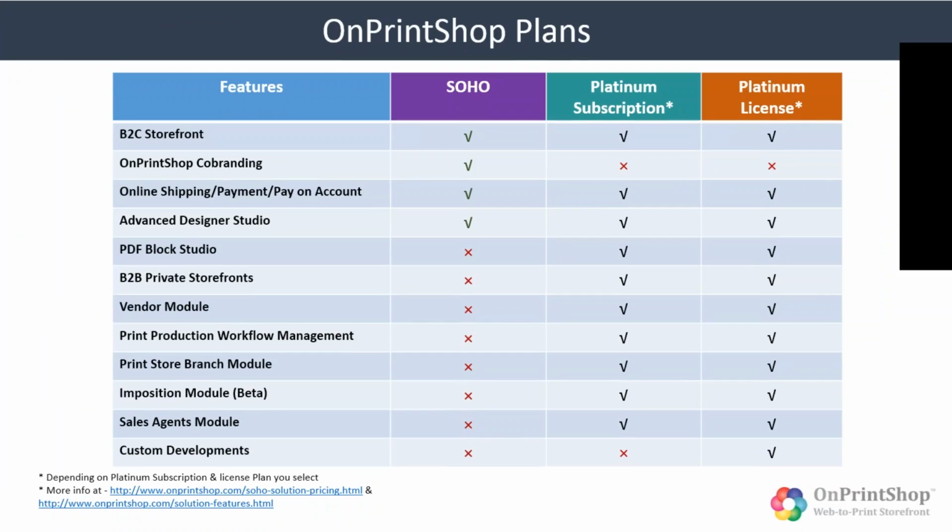So this is a quick summary of various plans. We have a Soho plan, which will give you a B2C storefront, and that will come with OnPrintShop co-branding, online shipping, payment gateway, as well as pay on account, and advanced designer studio. And if you are going with the Platinum series, then the co-branding will not come, and you'll also have some additional features like B2B storefronts, vendor module, and print workflow management, which I showed you. The Soho plan is specially for small printers who have a team of 1 to 10 people, and they serve only walk-in customers or resellers or brokers and small B2B.